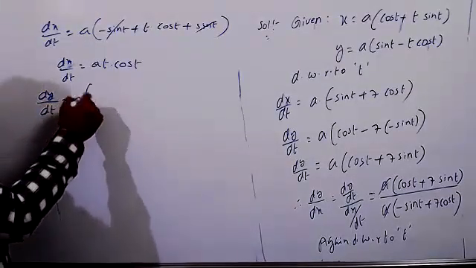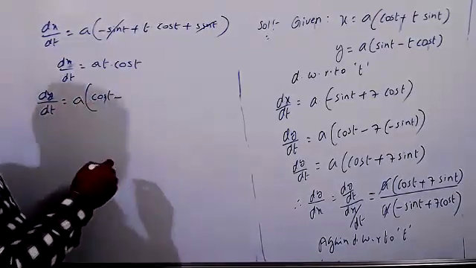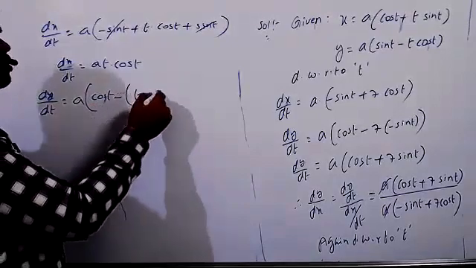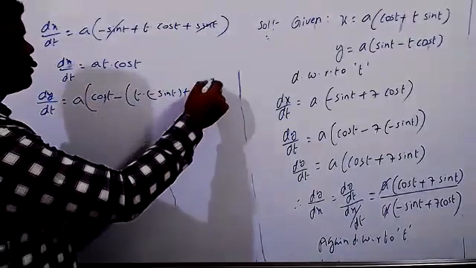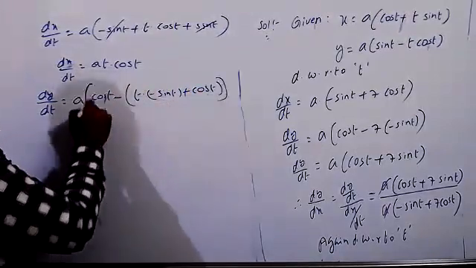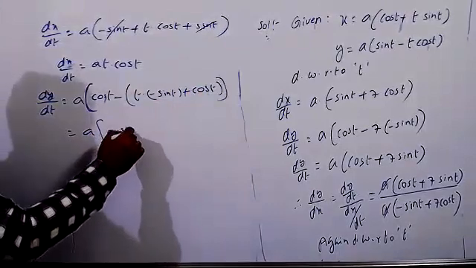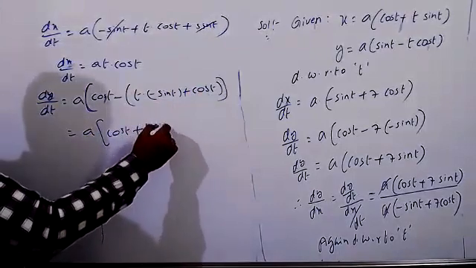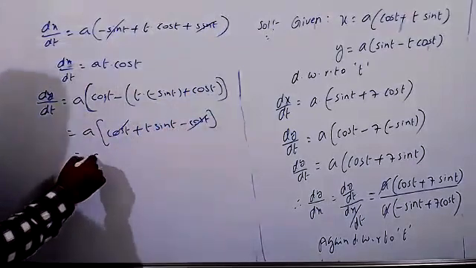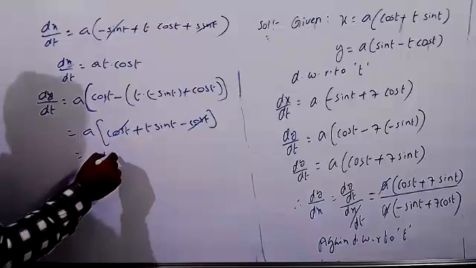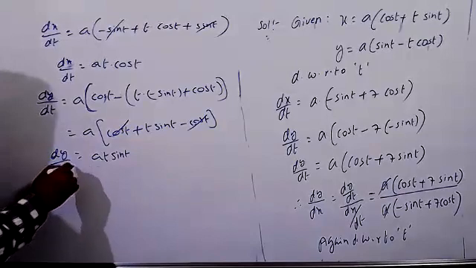A is the constant value. Sin t means you can write now cos t, minus of t into minus sin t plus cos t. Now, a into cos t minus into minus plus t sin t minus cos t. These two also cancel. This is the at into sin t. So this is the value of dy by dt.